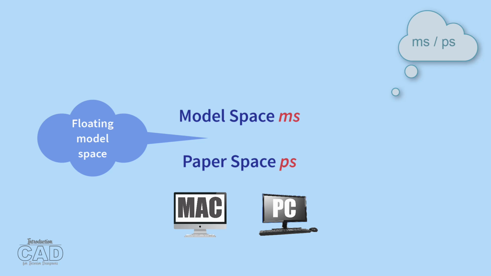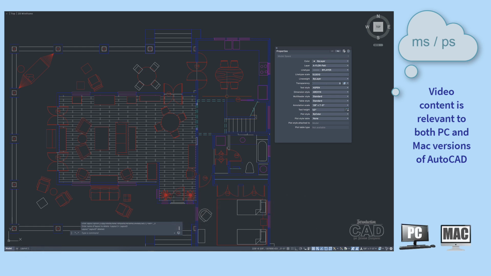Let's talk about AutoCAD's conceptual work environments: model space, paper space, and floating model space. Regardless of whether you're working in a PC or a Mac version of AutoCAD, there are two main conceptual environments in AutoCAD.